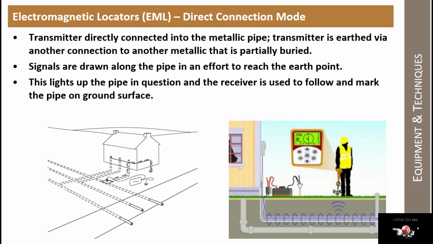Electromagnetic locators, EML, direct connection mode. The transmitter is directly connected into the metallic pipe. The transmitter is earthed via another connection to another metallic object that is partially buried. Signals are drawn along the pipe in an effort to reach the earth point. This lights up the pipe in question, and the receiver is used to follow and mark the pipe on the ground surface.